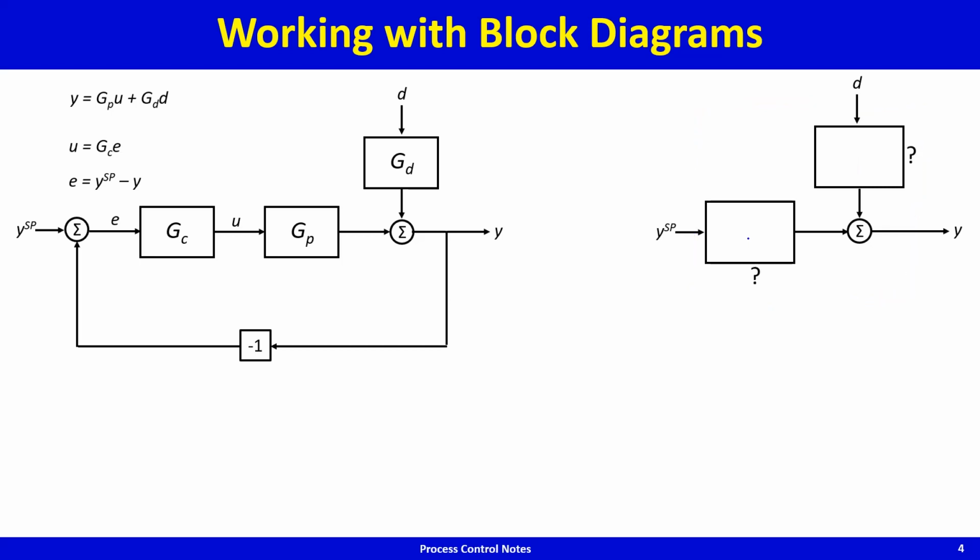So what I'm looking for is fill in the blanks. How do we do the fill in the blanks? Well, it's actually quite simple. Let us say we want Y with respect to Y set point, so we start from here, this is Y. Let's start going back from Y. This is going to be GP. So Y is equal to GP times U, and U is GC times E.